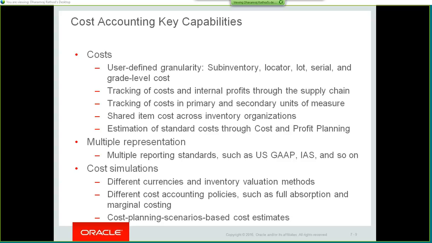So you can define at what level you want to share. It could be at the cost organization level. I'll talk about cost organization in some time. It could be at the inventory organization level. It could be at the sub-inventories and so on. So you could identify how you want to share your cost within the organizations.